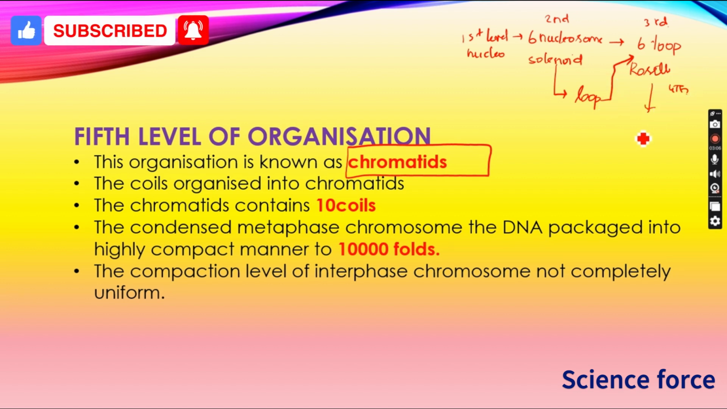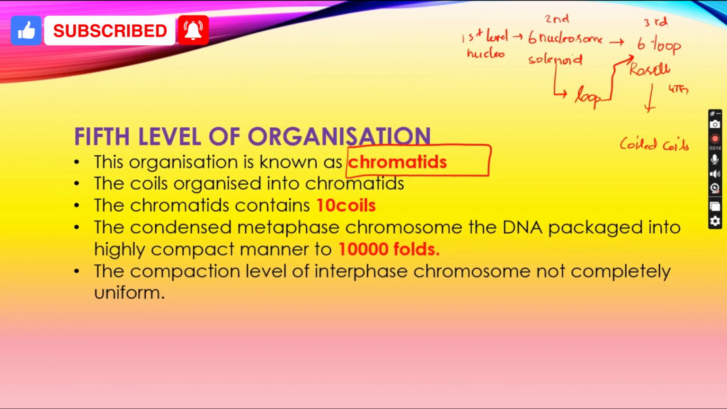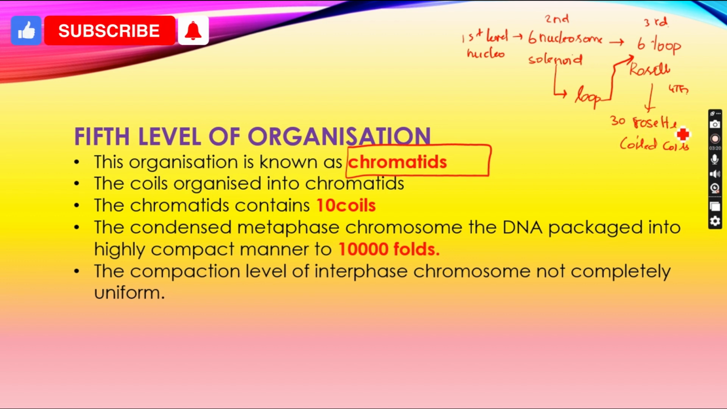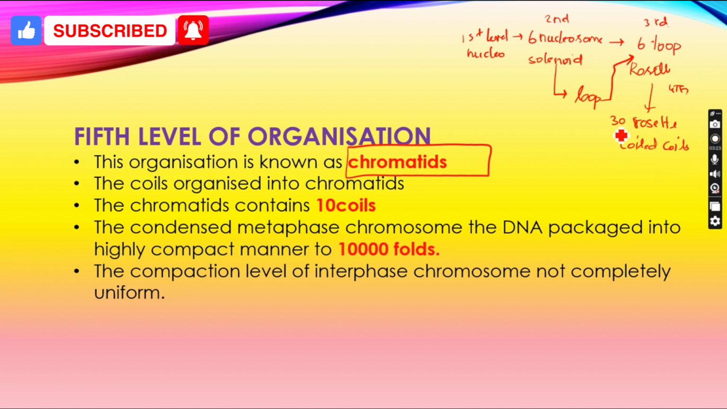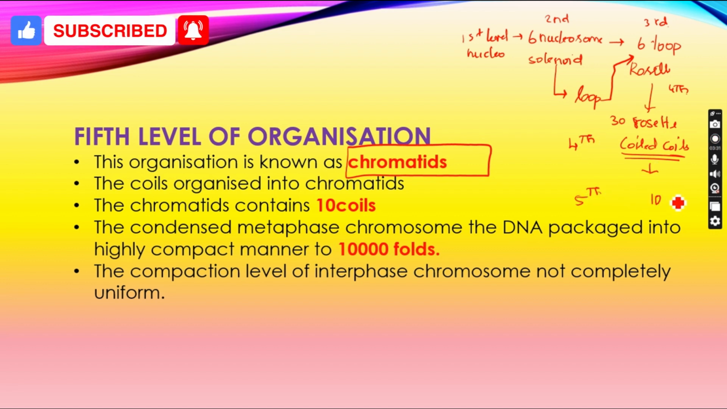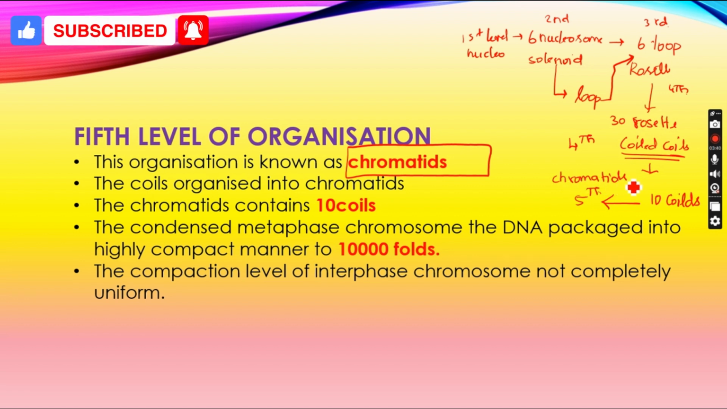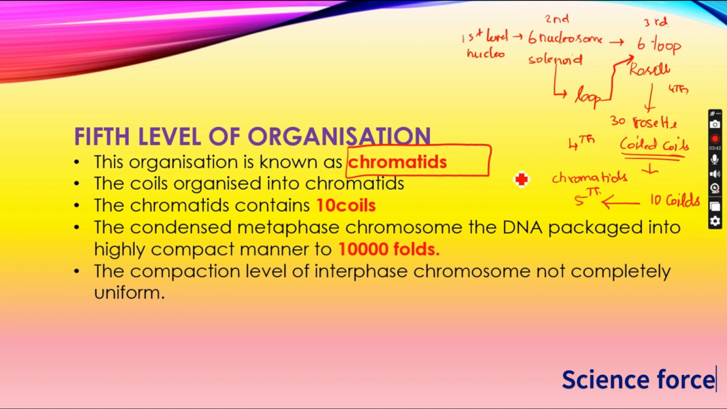Then there is the fourth level of organization, which is coiled coils, which consists of 30 rosettes. Then 30 rosettes can form one coiled coil, which is the fourth level of organization. Then the fifth level of organization is going to consist of 10 coils. 10 coils can form one chromatid. Then when there are 2 chromatids, it is known as a chromosome.